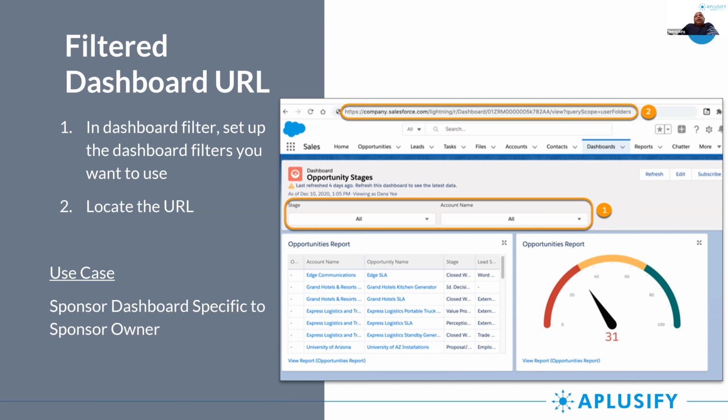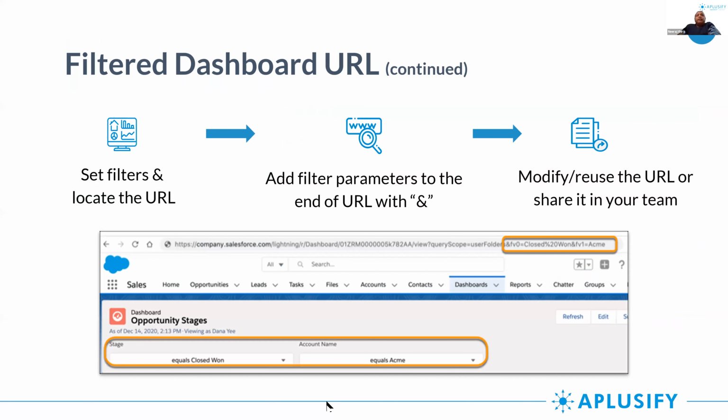So what you can do is you can actually select these filters, right? And as soon as you select these filters, I will move you to the second screen, which actually elaborates it more. Right. So as you see, what we have done is we have selected stage, which equals closed one, account name equals Acme, right?